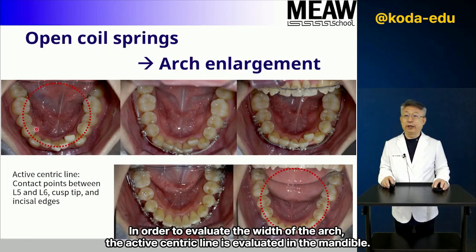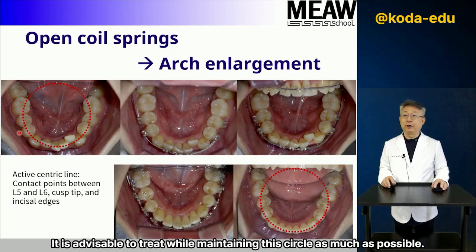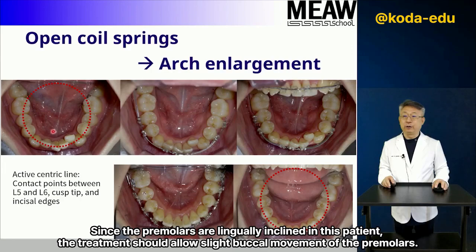In order to evaluate the width of the arch, the active centric line is evaluated in the mandible. The active centric line of the mandible is the circle connecting the incisal edges, buccal cusp tips, and contact points between the first and second molars. It is advisable to treat while maintaining this circle as much as possible. Since the premolars are lingually inclined in this patient, the treatment should allow slight buccal movement of the premolars.